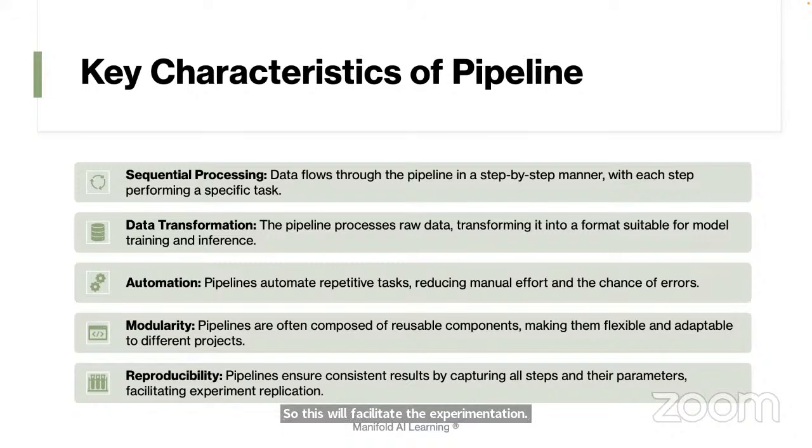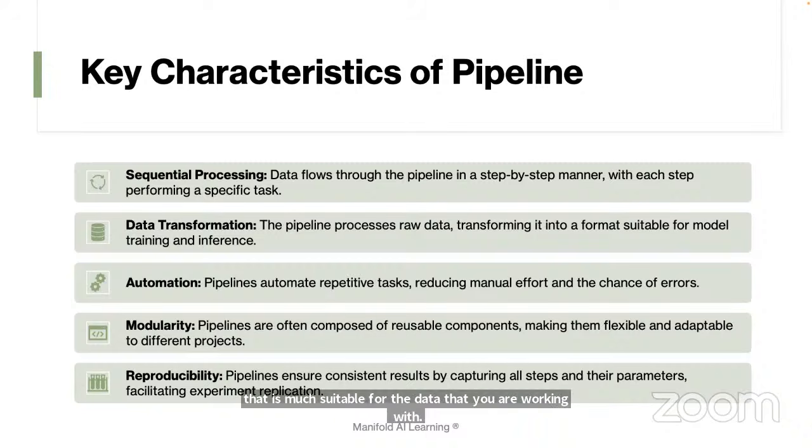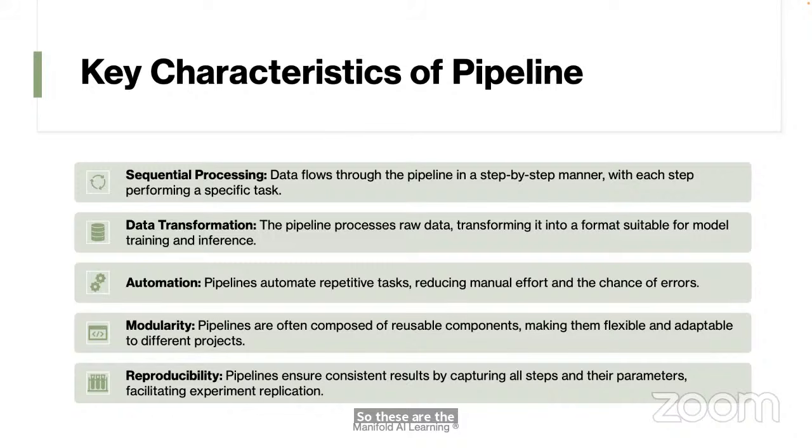One of the best parts about this pipeline is that once you define the pipeline, that is a sequence of steps, you can also parameterize some values, which you can use to trigger the execution of multiple pipelines with different values and understand which one is most suitable for the data that you're working with. So these are the key characteristics of any machine learning pipeline.